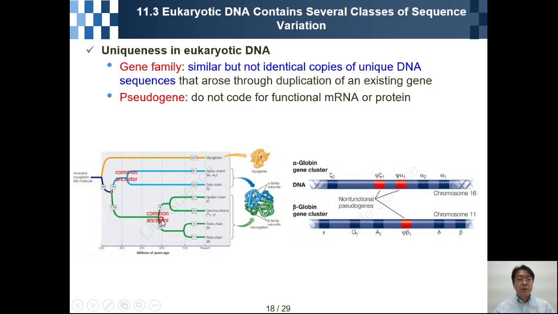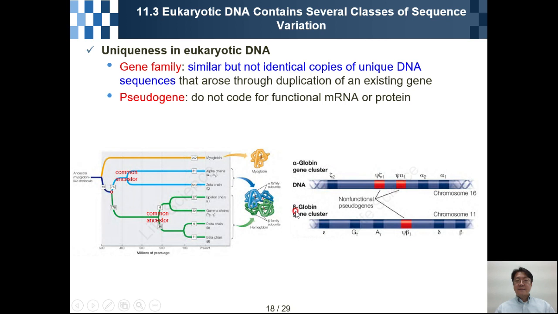How about the beta chain? The beta chain also has another common ancestor. After that, it divided into the beta chain, delta chain, gamma chain, and epsilon chain. So usually the alpha chain and zeta chain are a gene family. They are very similar to each other. If you see the alpha globin gene cluster, it is located on chromosome 16. Here, in a nearly similar region, the alpha 1 gene, alpha 2 gene, and zeta chain gene are located in nearly the same location. Between them, there is also another pseudo, non-functional gene. So it means that similar but not identical copies of unique DNA sequences show families like this. They are located in a cluster.